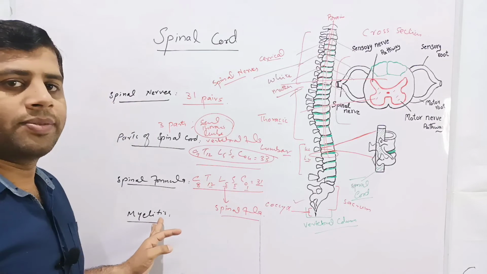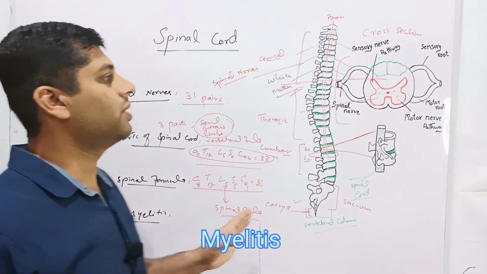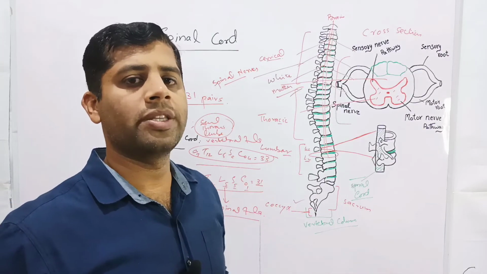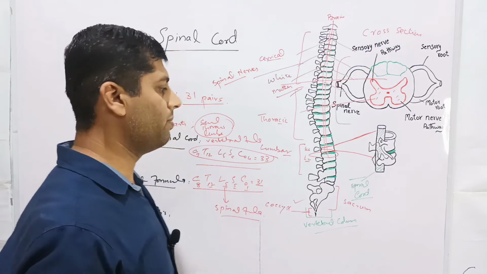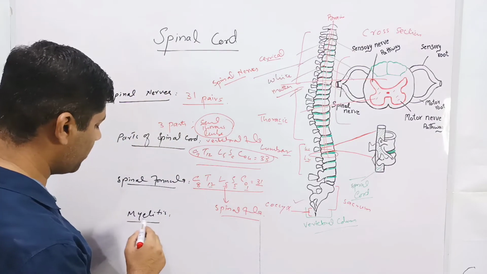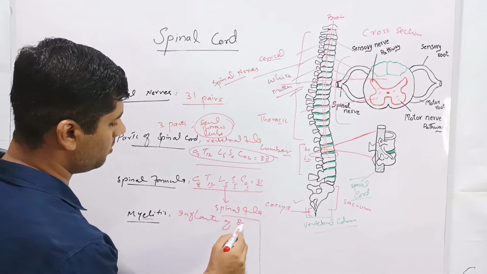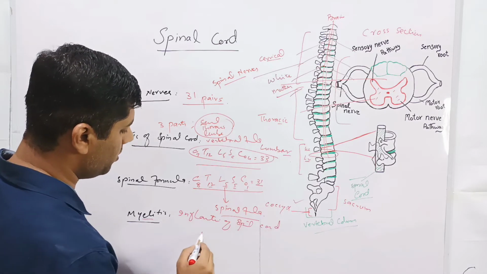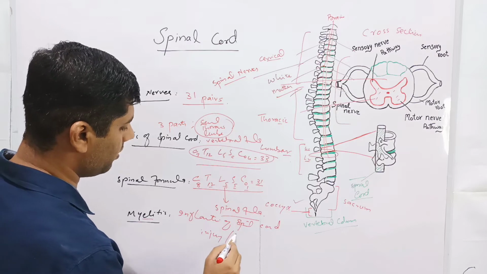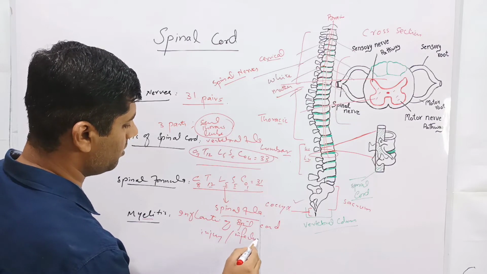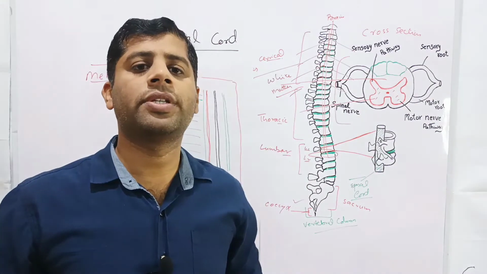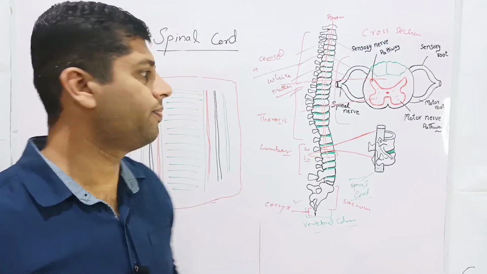Next is myelitis. Sometimes injuries or infections may occur in the spinal cord and cause inflammation of the spinal cord. The inflammation of the spinal cord due to injuries or infections is called myelitis. Now we will discuss the anatomy of the meninges of the spinal cord.